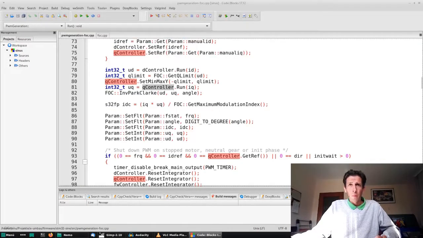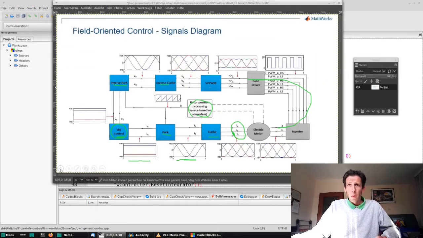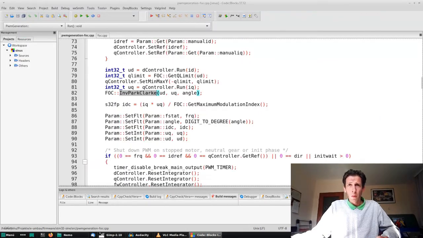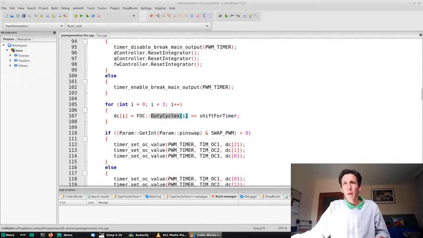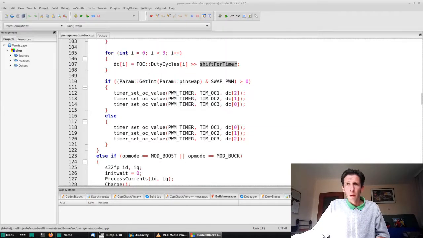And then we go back, inverse Park and Clark, inverse Park, inverse Clark. And also the space vector modulation is in this function call right here. Calculate a few values, and then we shift the normalized duty cycles into a region that's appropriate for our timer hardware. And then we transfer this to the PWM registers.